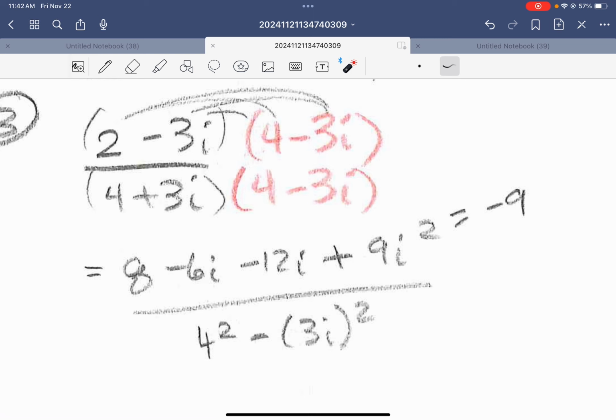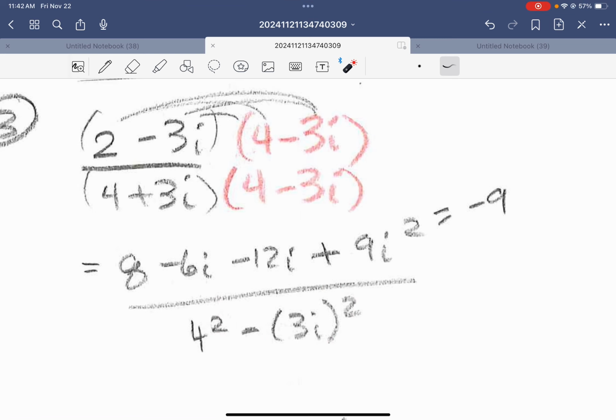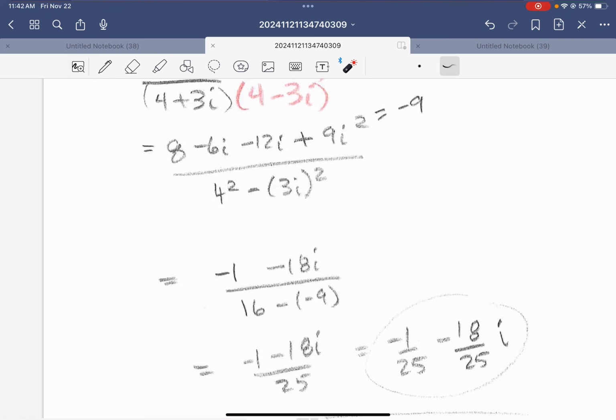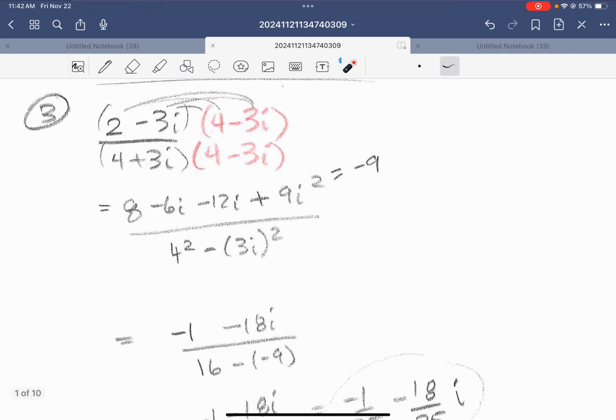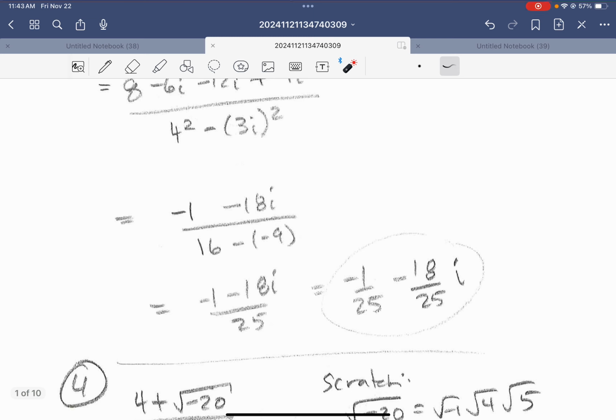So on the bottom, it's the difference of two perfect squares, like it will always be. And so that ends up giving us 25 on the bottom. And then when you multiply out the top, we just distribute and get these two terms. Then we distribute and get these two terms. But then 9i squared is the same as a positive 9 times a -1. So it's -9. But then that -9 and 8 gives us -1. And these two give us -18i. So it ends up being this over 25.